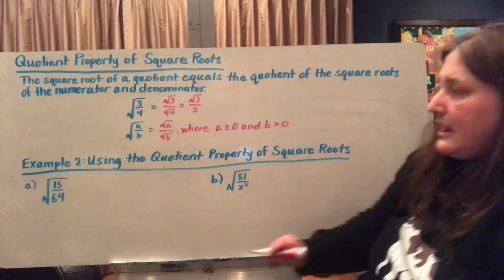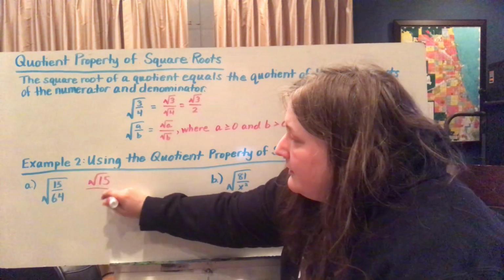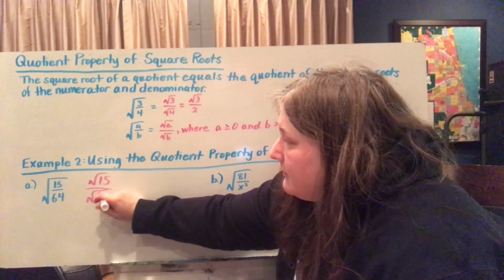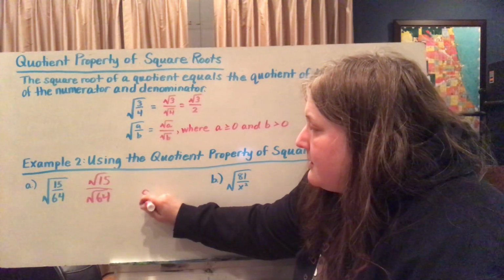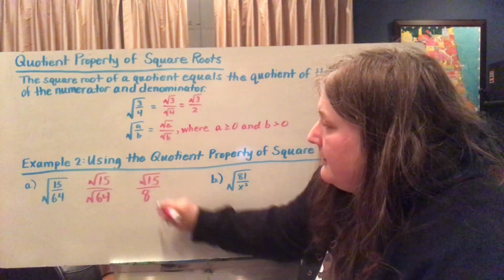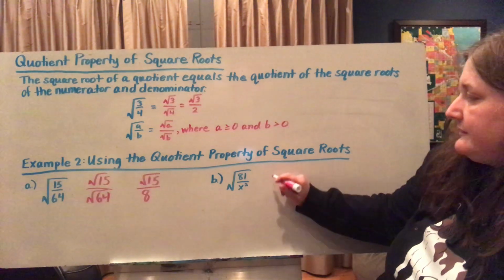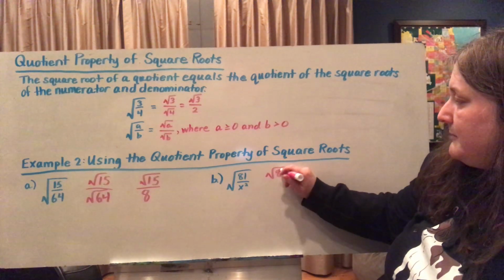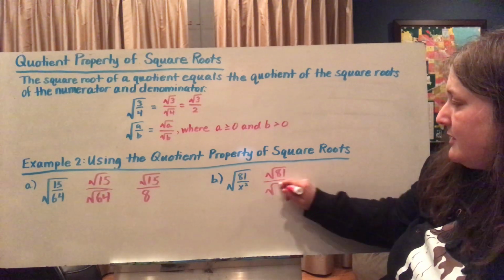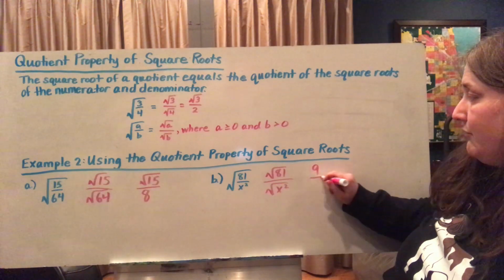So in this case, I would look at my numerator and my denominator separately. So square root of 15 for my numerator, square root of 64 for my denominator, and since square root of 64 is a perfect square, there is my simplified fraction here. This time I'm looking at square root 81 as my numerator, and the square root of x squared is my denominator. Both of these are perfect squares. I get 9 over x.